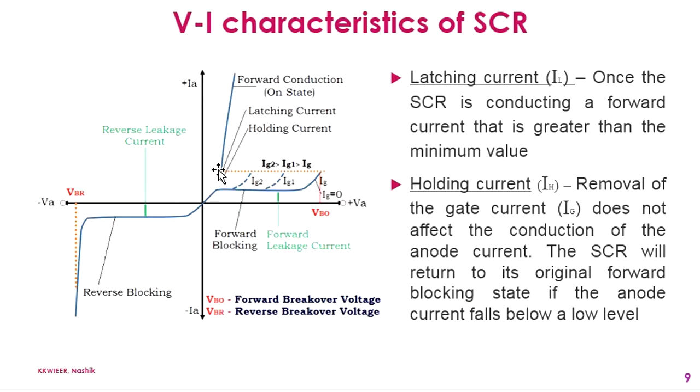And what is holding current? If we remove the gate current Ig, it will not affect the conduction of the anode current. So even after removal of this Ig, the current continues flowing through the device. This amount of current is called the holding current. The SCR will return to its original forward blocking state if the anode current falls below this level.